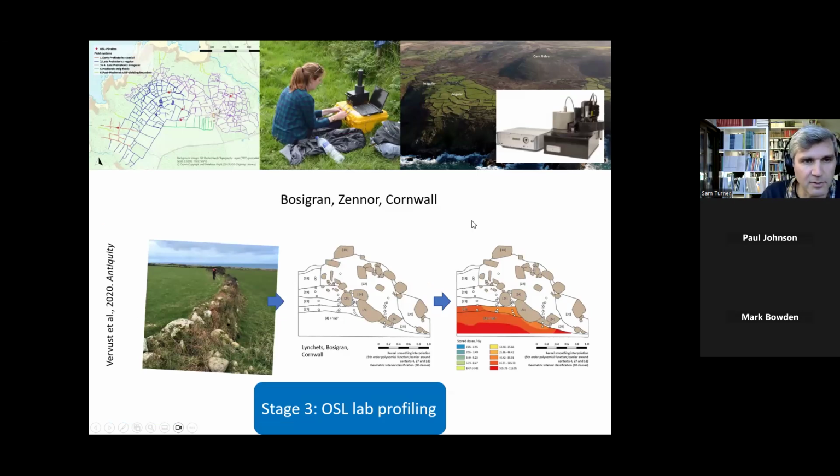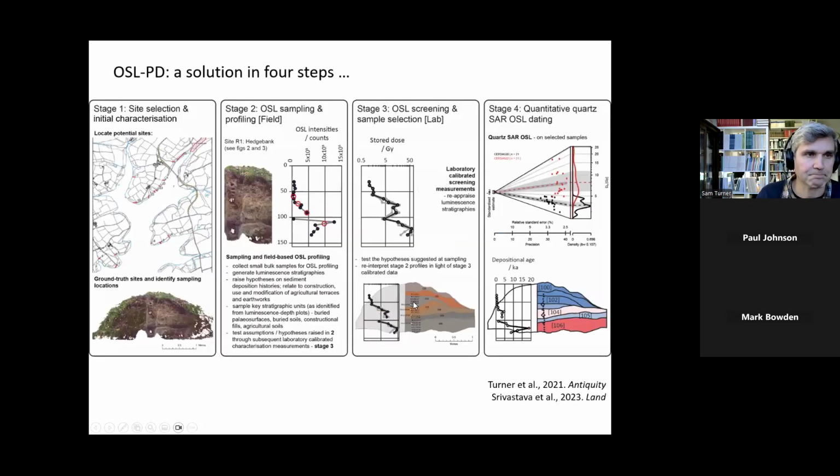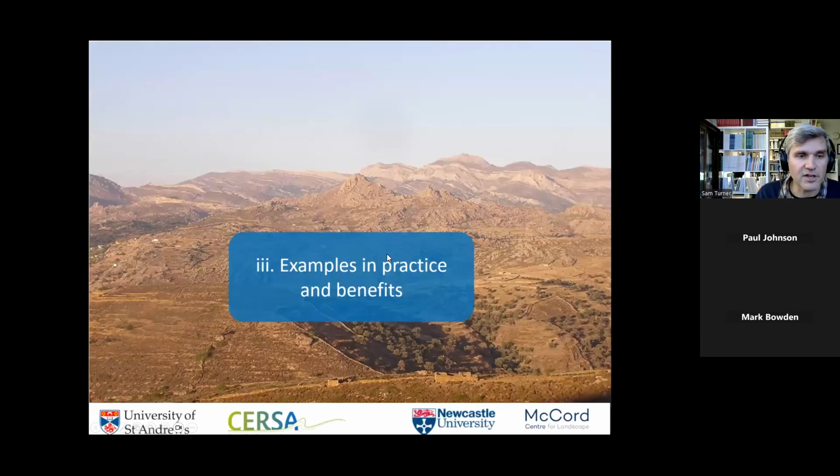So here we can see an example from Zena in Cornwall. There's Sutkin again. And you can see that we can assess the relative chronology of those different elements in the profile. And we've chosen where to put our dating samples in the lab, and then we can actually correlate those data samples back to the profile. So we get a much better understanding of the whole chronology of the feature. So this gives us a solution in 4 steps, from site selection through to OSL dating in the lab, enabling us to understand much better these kinds of features.